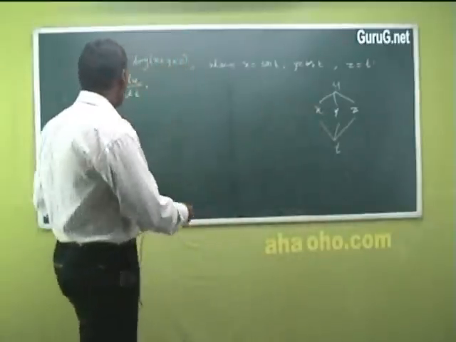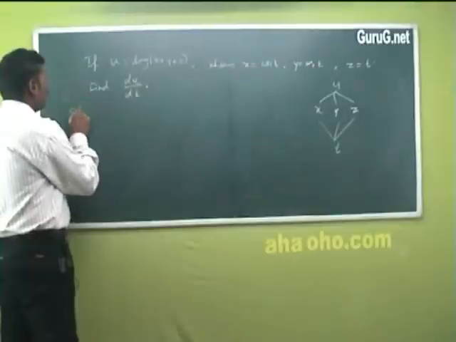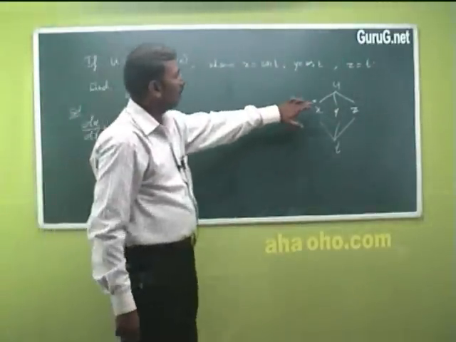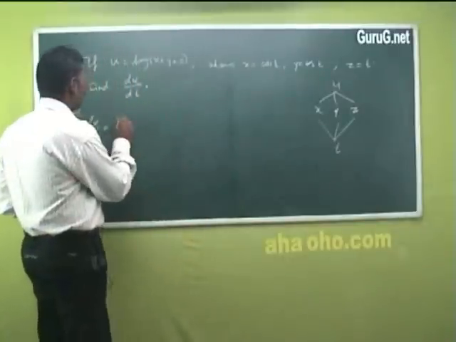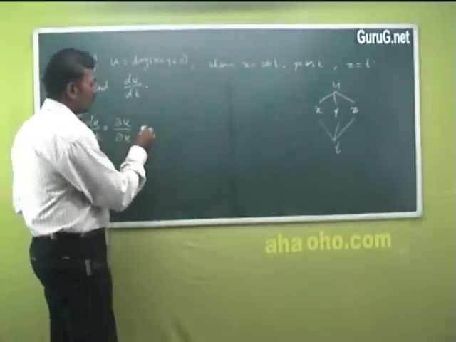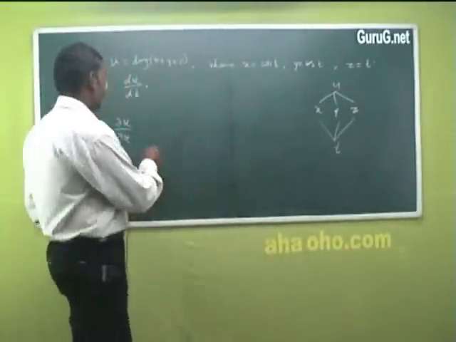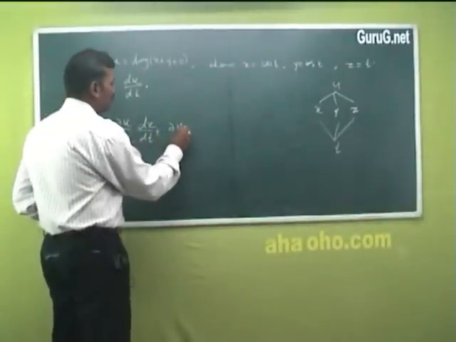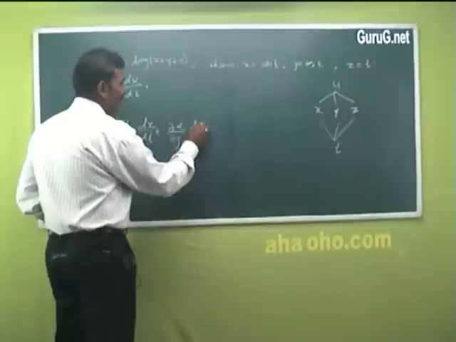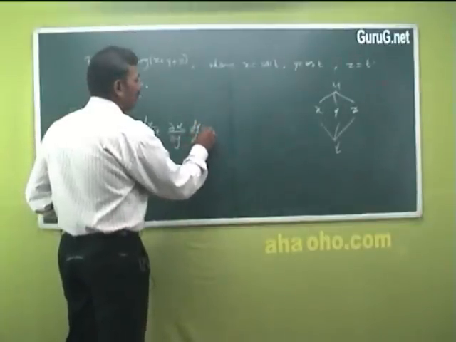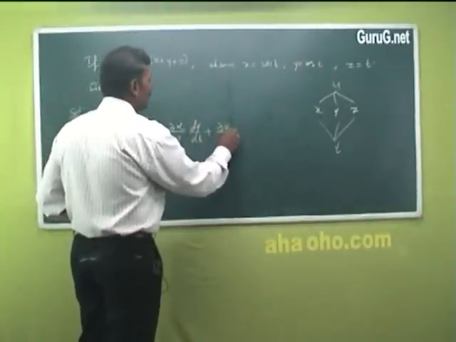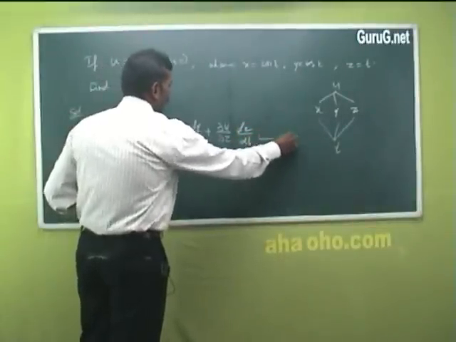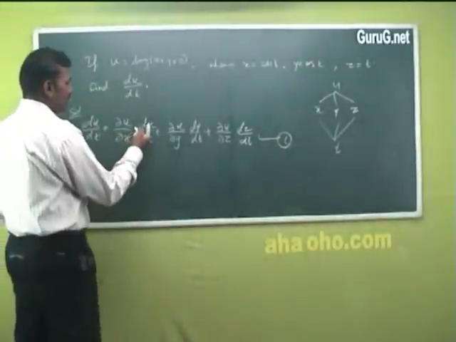So now therefore what is the total differentiation? So du by dt. What's the formula? So du by dt equals dou u by dou x into x is a function of t only, so into dx by dt. Then plus dou u by dou y into dy by dt. Then plus dou u by dou z into dz by dt. So take it as 1. Now you find out dou u by dou x and dx by dt.